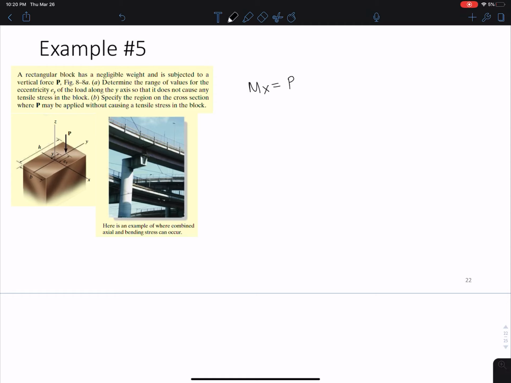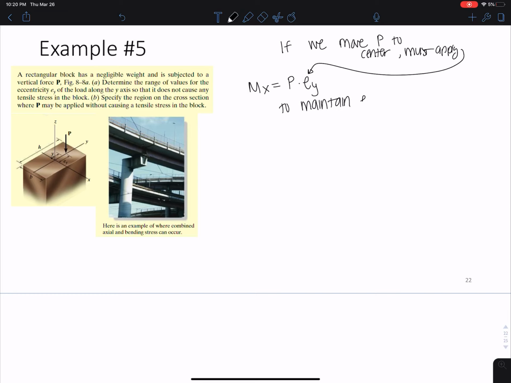So we would have to say P times EY. Okay, and this is, so if we move P to center, a couple moment must apply to maintain equilibrium. Because this is a force now that has some distance, which means it's a moment, okay?